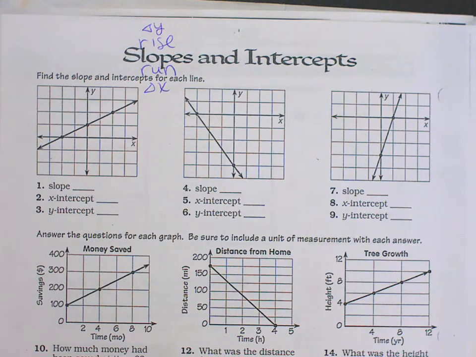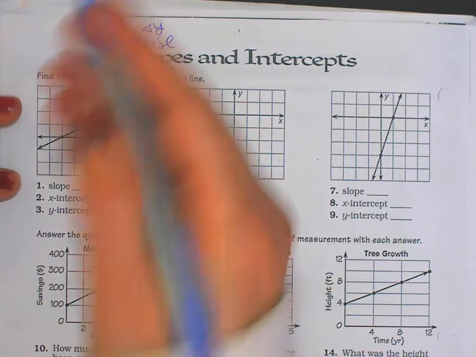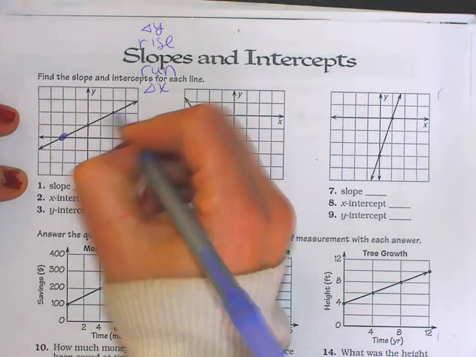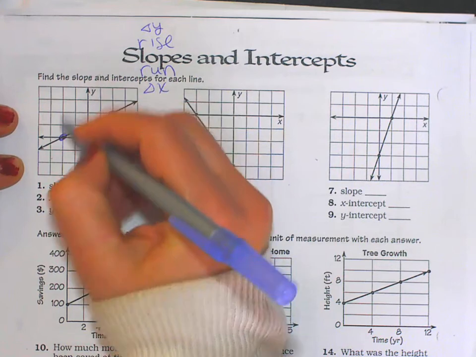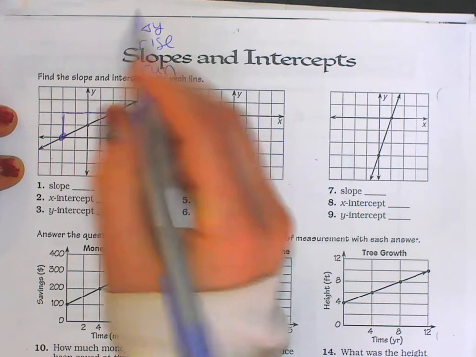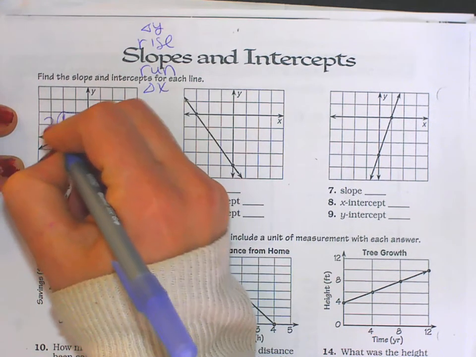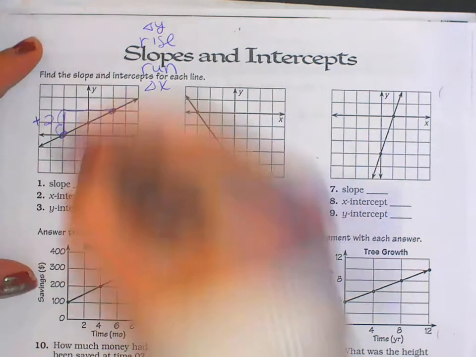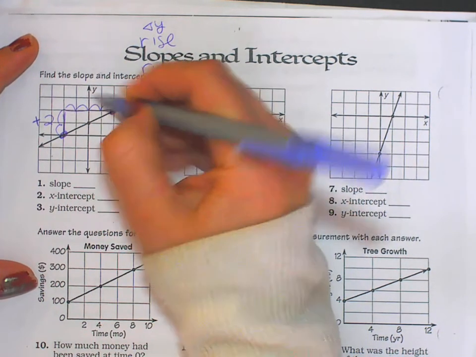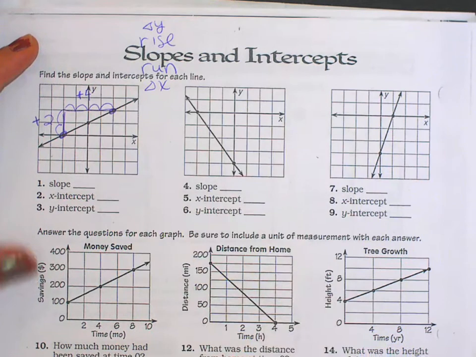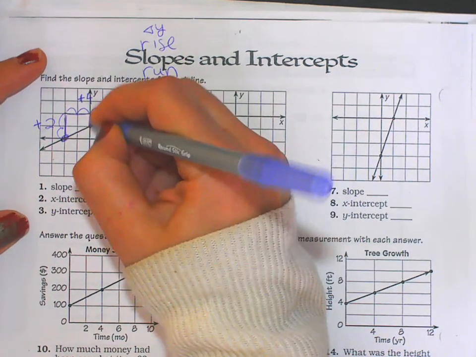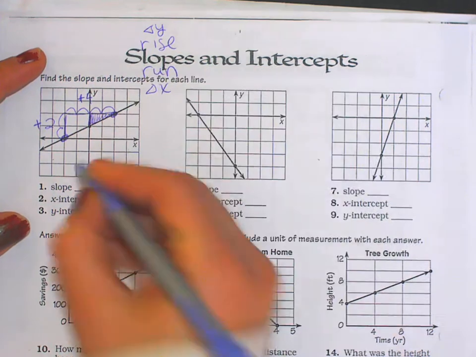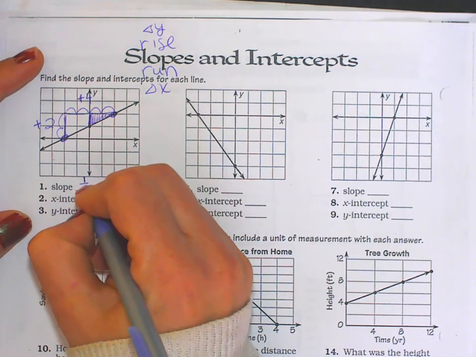A lot of times I think students just like to do the triangle for slope, so let's do that. I just need 2 points. They don't have to be consecutive. They can be further apart. So I'm going to choose this point and this point. I'm going to make a triangle out of it. It rises 2 up, which is positive. It runs right, which is positive 4. That can be reduced to 1 over 2. The slope is 1 over 2.